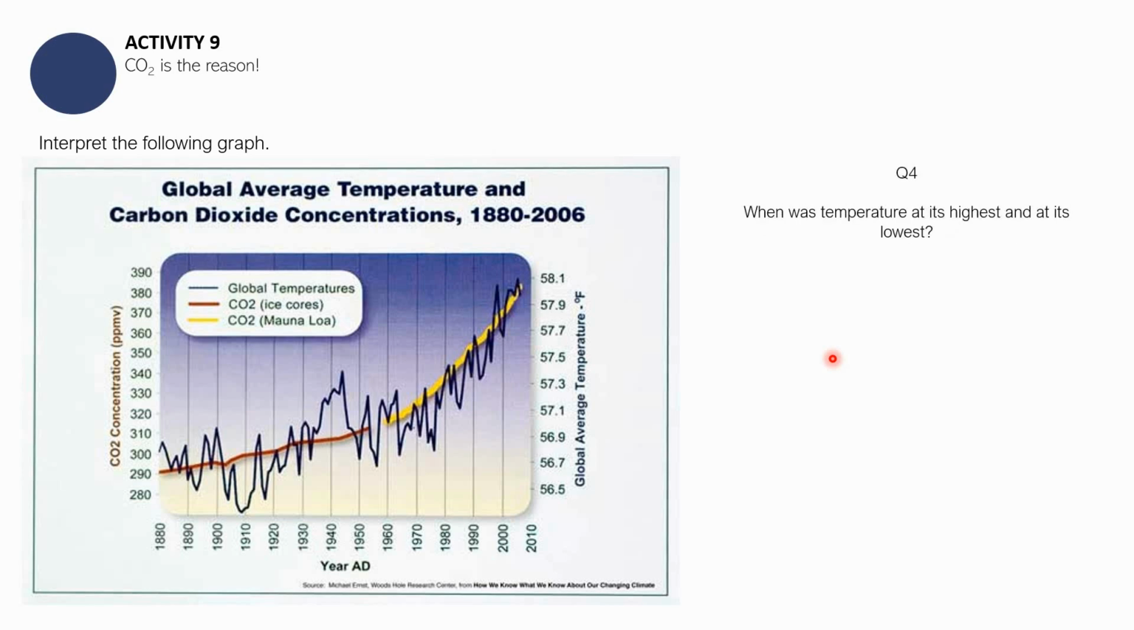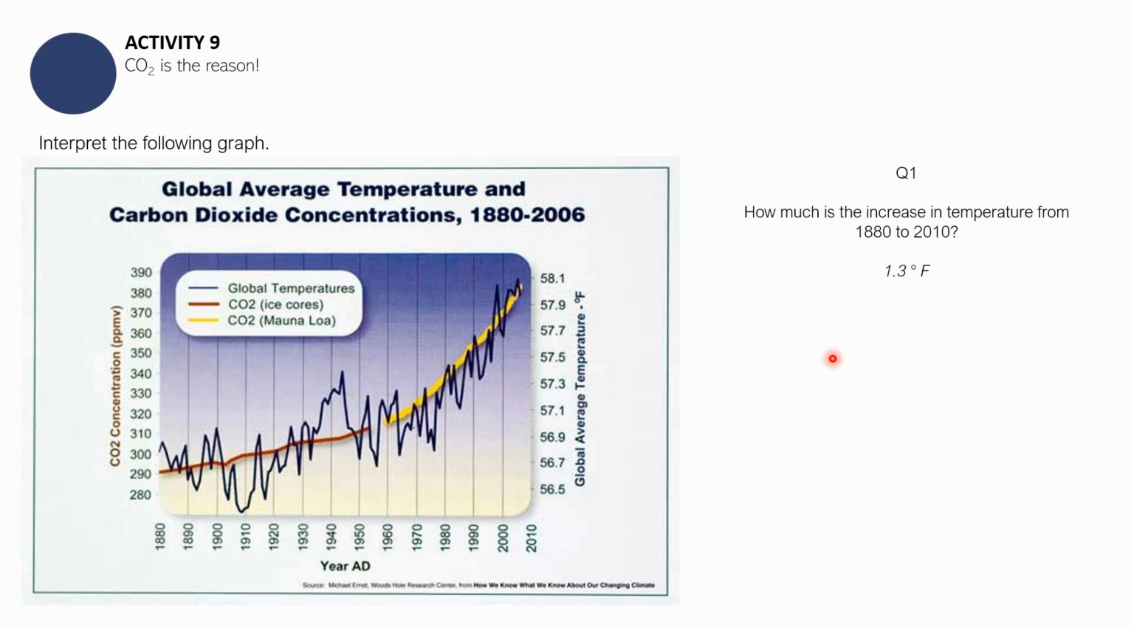When was temperature at its highest and at its lowest? So it is asking for a particular period or a time, okay, a year, when temperature was at its highest and at its lowest. So yeah, go ahead, pause this video if you need more time in scrutinizing this graph. Okay, let us now proceed with the answers to the guide questions.